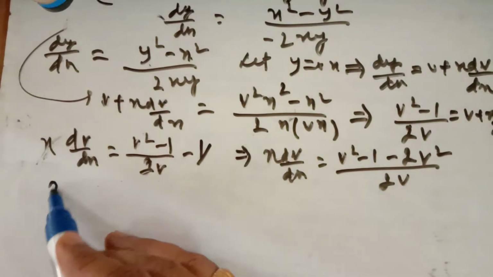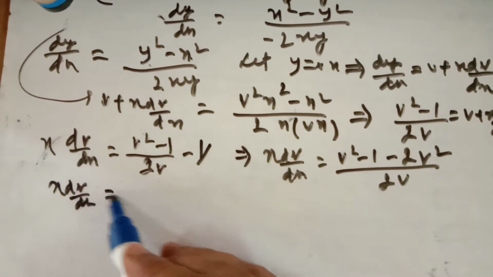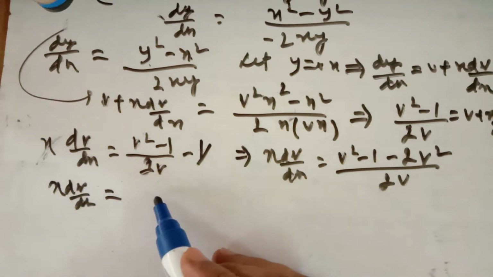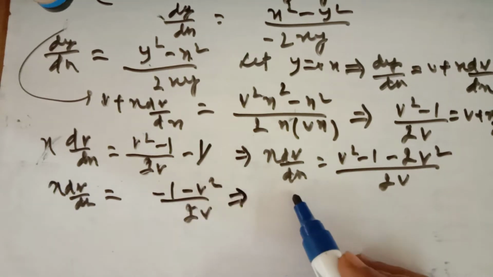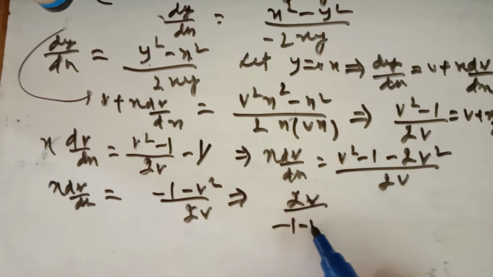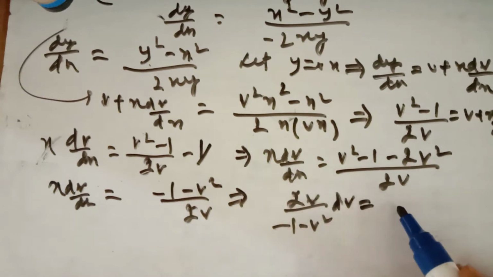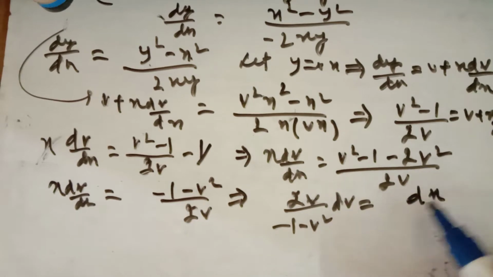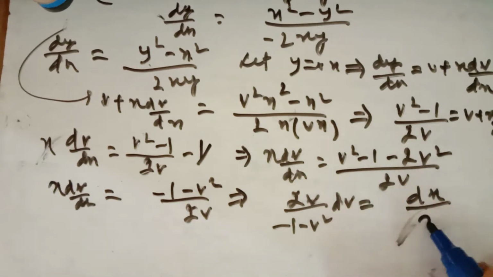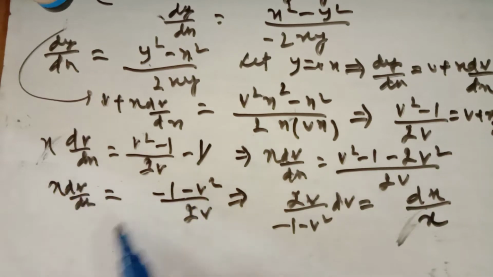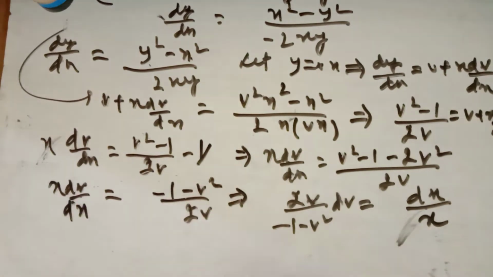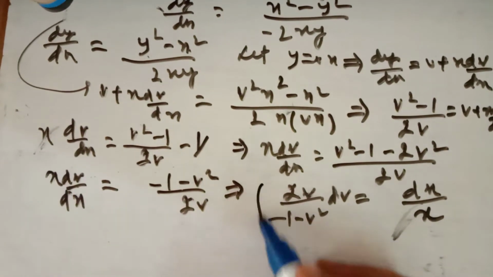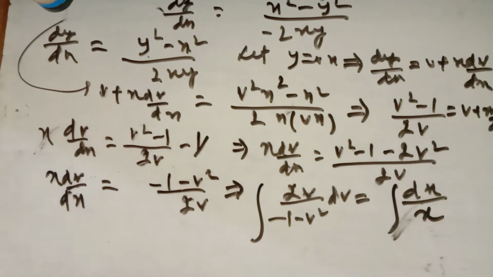So x dv/dx is equal to, I am getting here, (−1 − v²)/(2v). Now you can separate it. It will be separable variable, that is with dv all terms containing v, and with dx all terms containing x. So I have taken this 2v upon this with dv and dx/x with x. Now you have to integrate it by taking integration on both sides. It is question number 4.